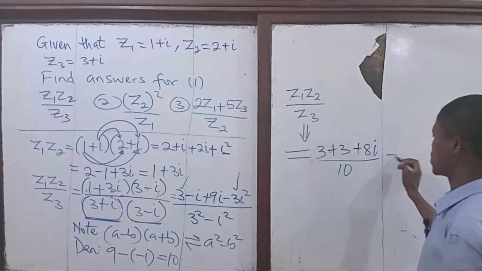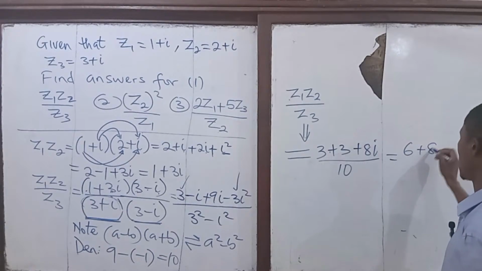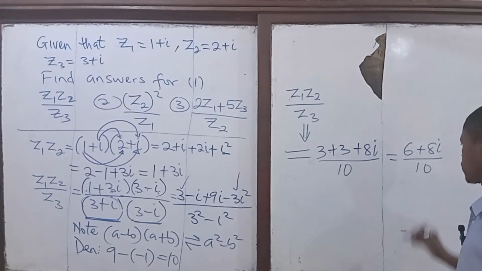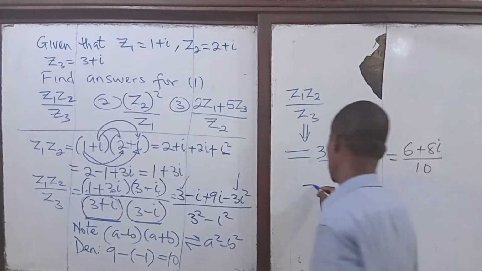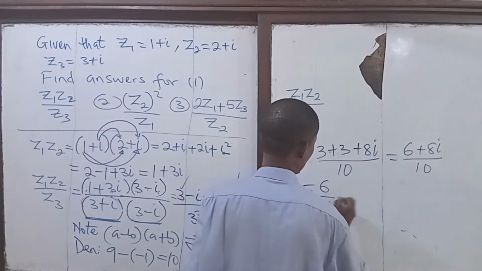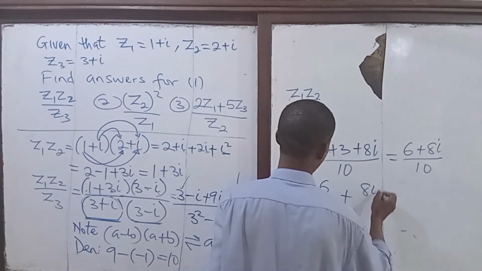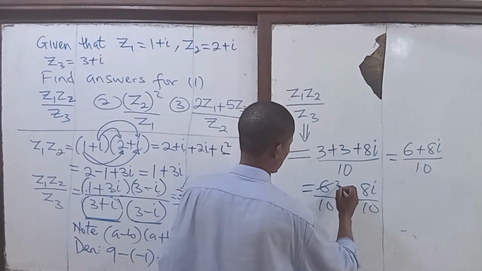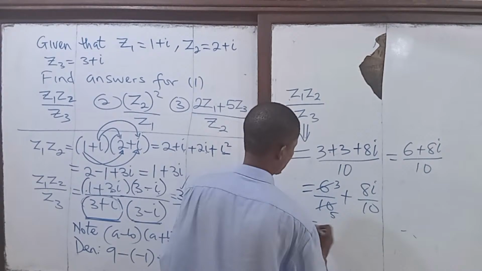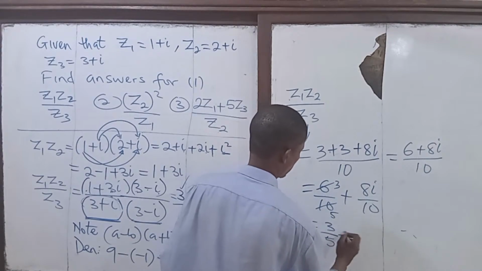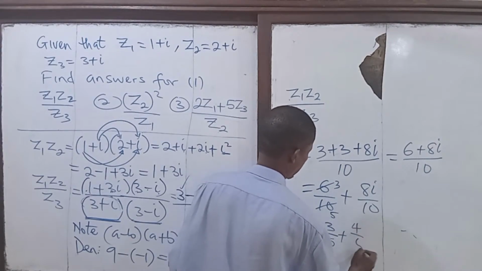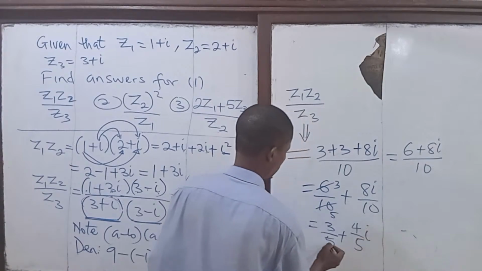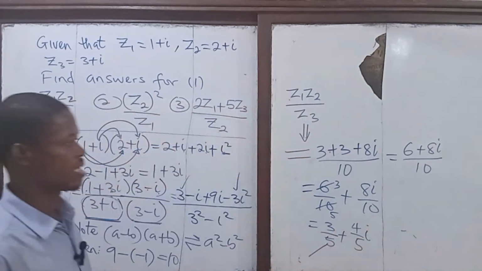over 10. And that will give us 6 plus 8i over 10. Okay, and that implies 6 over 10 plus 8i over 10. 2 here, 3, 2 here, 3, 2 here, 5. That's 3 over 5 plus 4 over 5. So that's the real part and imaginary part.